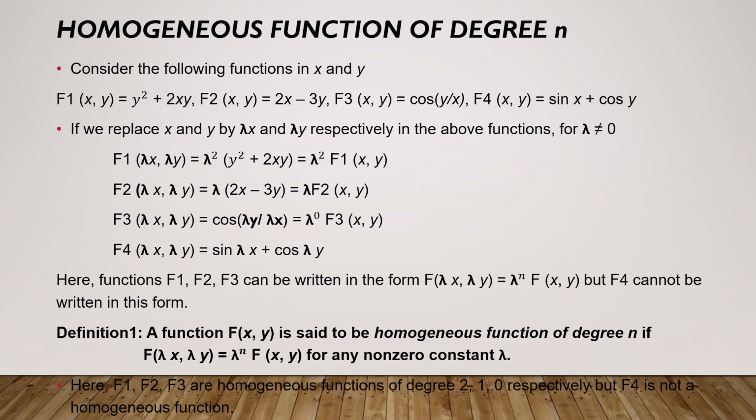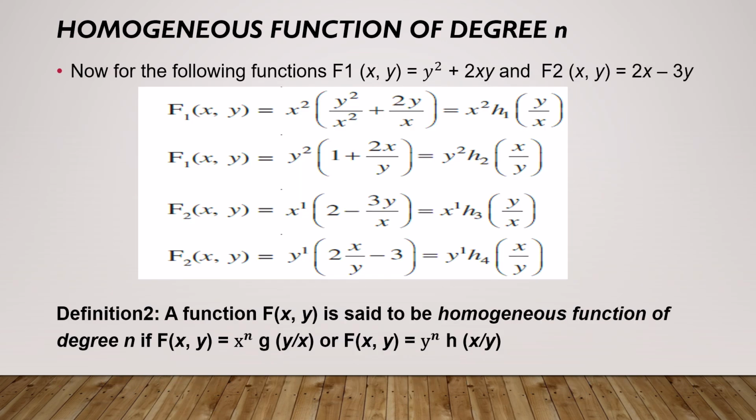So let us define: a function f of xy is said to be a homogeneous function of degree n if f of lambda x, lambda y is equal to lambda raised to n into f of xy for some non-zero constant lambda. So here if you observe, f1 is a homogeneous function of degree 2, f2 is a homogeneous function of degree 1, f3 is a homogeneous function of degree 0. But f4 is not a homogeneous function.